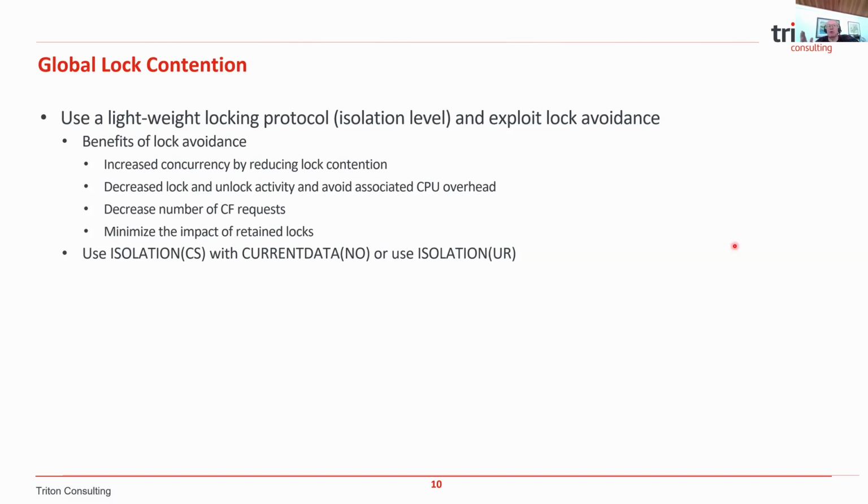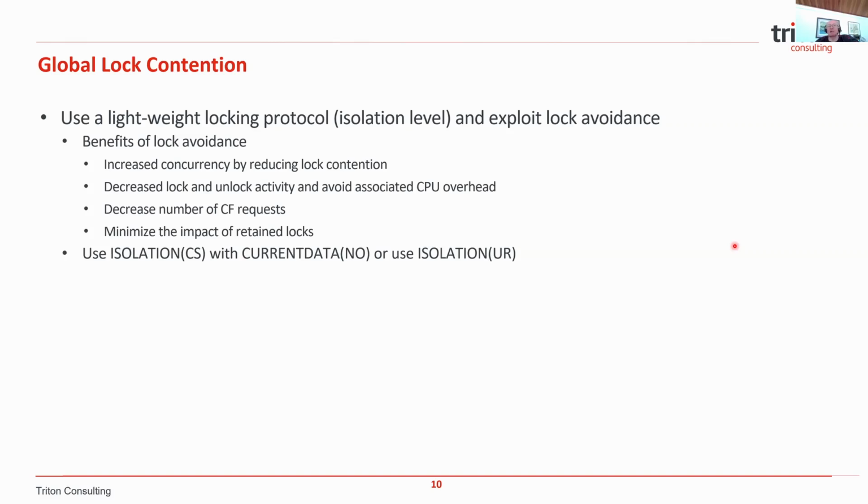So the benefits of lock avoidance are improved concurrency, reduced lock and unlock activity and the associated CPU overhead, decreasing the traffic to and from the coupling facility, and also minimizing the impact of retained locks. Because if you're not taking a read lock, then you won't collide with the retained lock that's there.